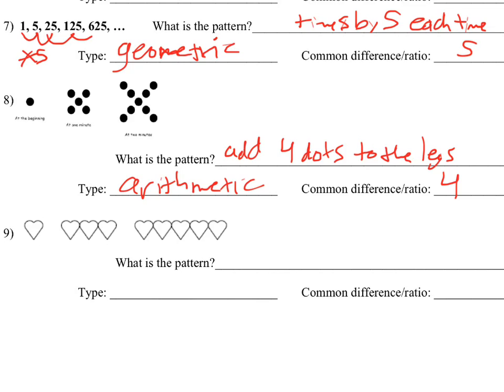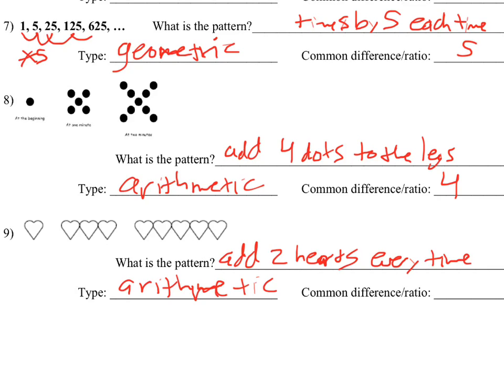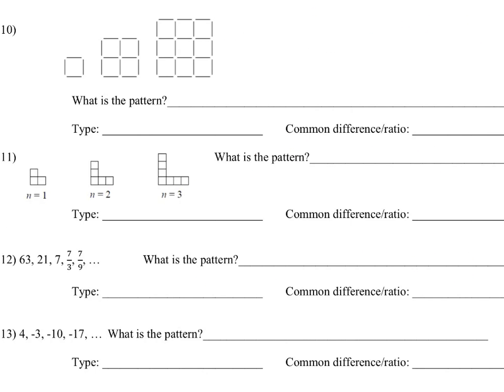And the next pattern here is going to be hearts, add 2, add 2. Oh, it's like it's just add 2 hearts every time. So I'm going to add 2 hearts every time. And then the type, well, if you're going to add the same thing every time, it's going to be arithmetic. And if you have arithmetic, you have a common difference, which is going to be 2 this time, because if you take 5 hearts and you subtract 3, you're going to get 2. So there's that. Moving on to the next one.